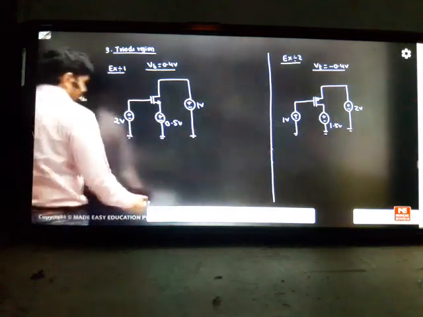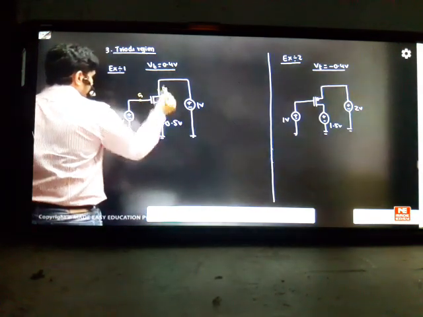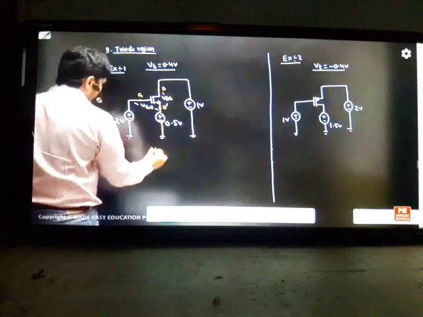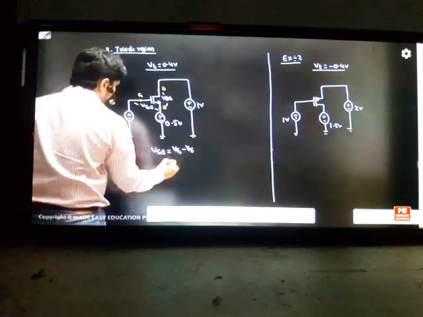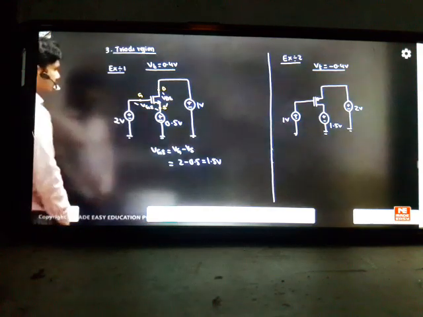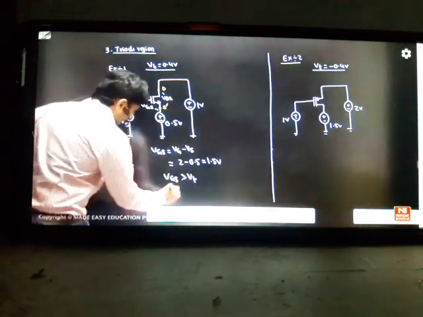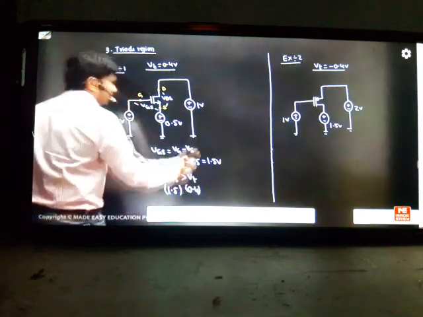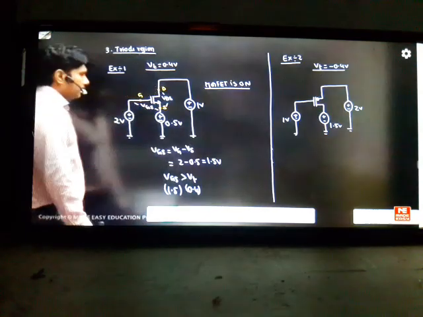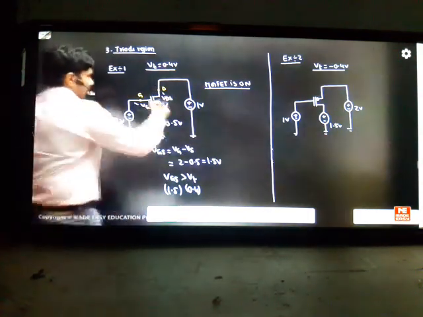So you can see in this problem, carefully see: this is gate, this is source, this is drain. VGS is here, and this is your VDS. First VGS you can find. It is VG minus VS, which is 2 minus 0.5, equal to 1.5 volts. Your gate to source voltage is 1.5. Is it on? Yes, VGS is greater than VT: 1.5 is greater than 0.4. So your MOSFET is on. First I always confirm whether the MOSFET is on or not, using VGS. After this we'll check the VDS value.